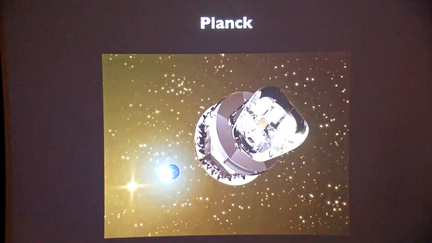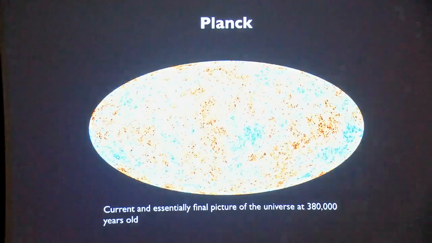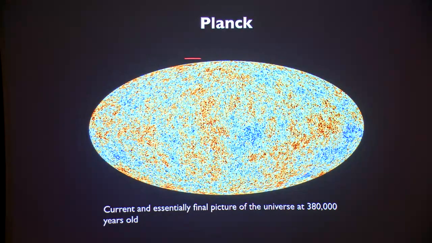The most recent full sky measurement is by the Planck collaboration, which was a European experiment by the European Space Agency with contributions by NASA and the US. And this is the map that we got from Planck. Everyone used slightly different color codes, but it's essentially the same thing. This is our current and essentially the final picture of the universe at 380,000 years old, because the fluctuations we know are really damped on smaller scales. So if you measure it more precisely in intensity, you wouldn't do much better than this, and the picture to your eye would still look the same. The situation is different in polarization, as I'll mention, so there's more to measure there.